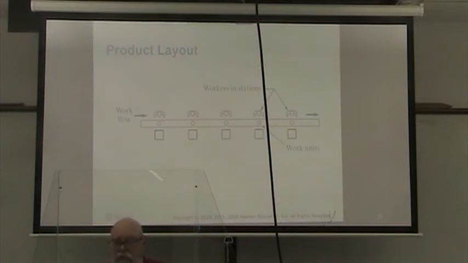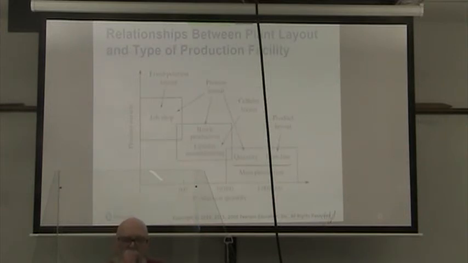This is typically what we think of when we think of an assembly line. All right, so we revisit our diagram between product variety and production quantity, and we can see we have some overlap here between job shop, cellular manufacturing, and mass production. But ordinarily, this is the kind of division that we would see between these.